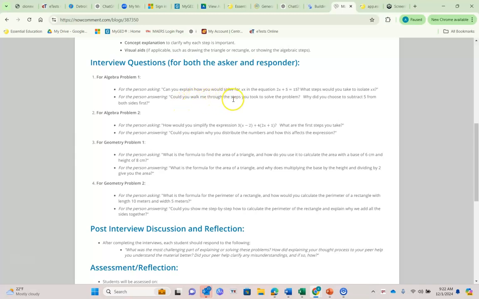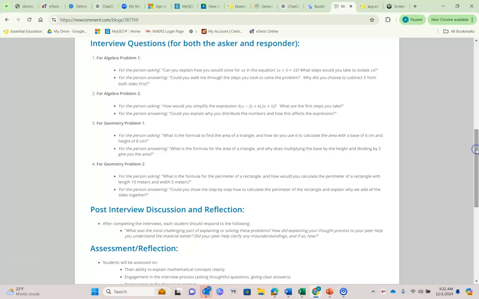Or could you walk me through the steps you took to solve the problem? And I did use ChatGPT to assist me with creating some of these questions. Another example is, how would you simplify the expression 3 times the quantity of x minus 2 plus 4 times the quantity of 2x plus 1? So, what are the first steps you take?